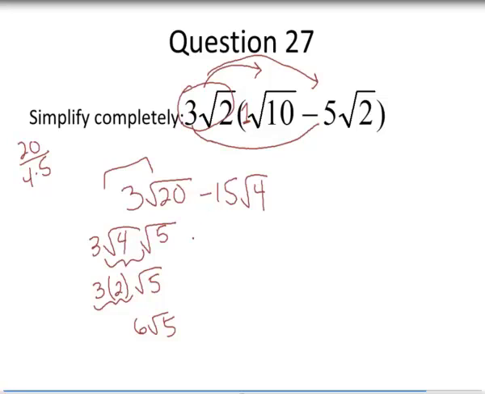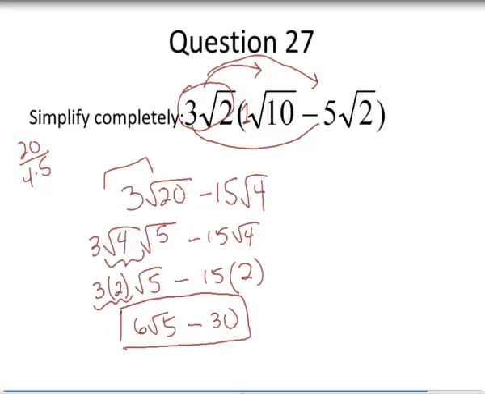Let me bring down the other one. Can I simplify that square root of 4? Yeah, the square root of 4 is 2. What's the operation between the 15 and the square root of 4? Multiplication, so I have to keep that in there. So 15 times 2 is 30. And that's it. That is our final answer. No questions on that one?